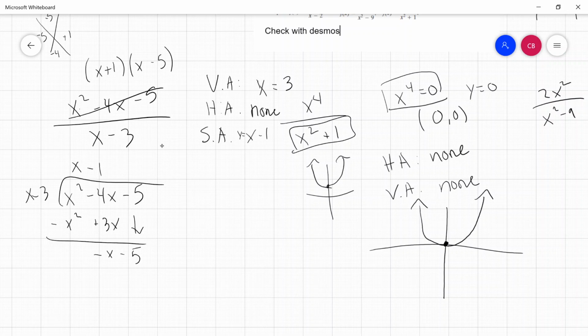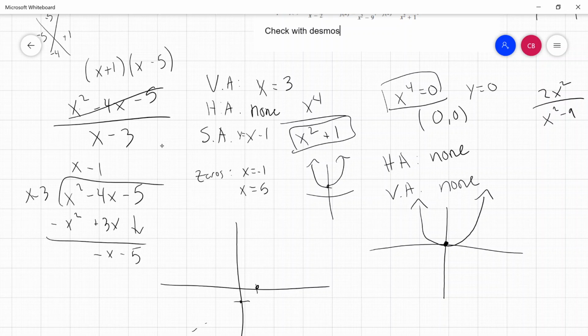We want zeros, so we have a 0 where the numerator is equal to 0, so x equals -1, x equals 5. So let's plot these points and see what we can come up with. We've got x minus 1, so that's right here. Up 1 over 1 would be right here.